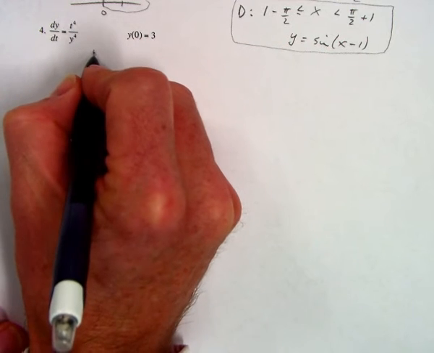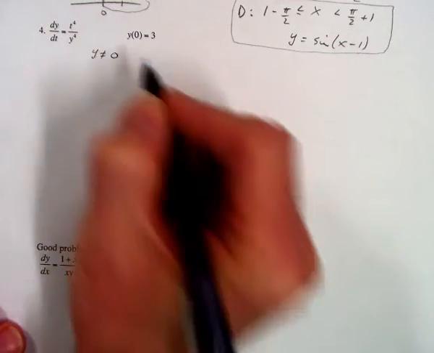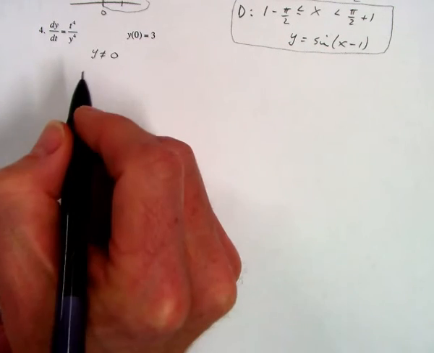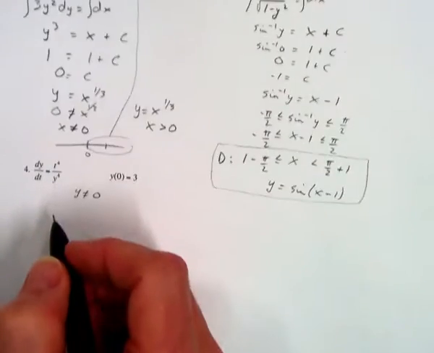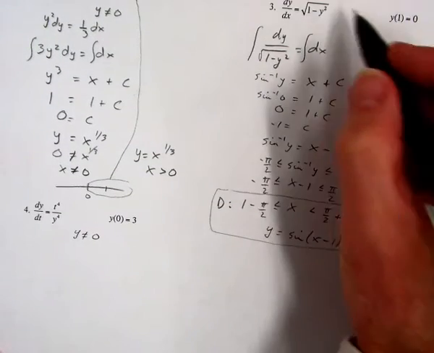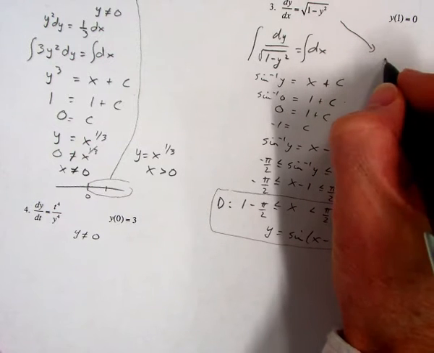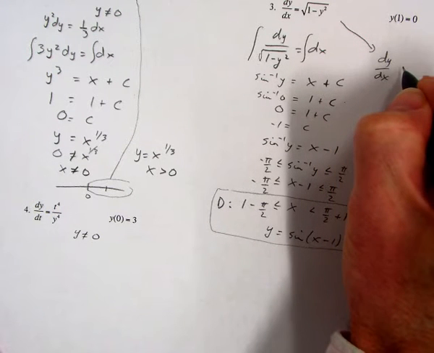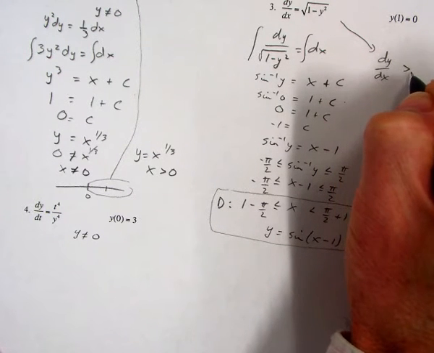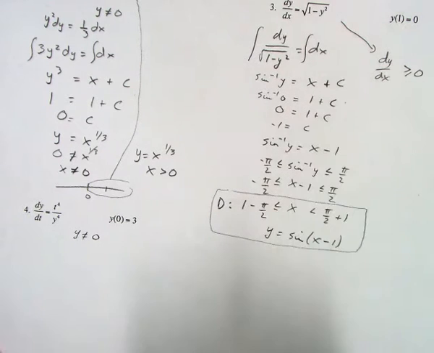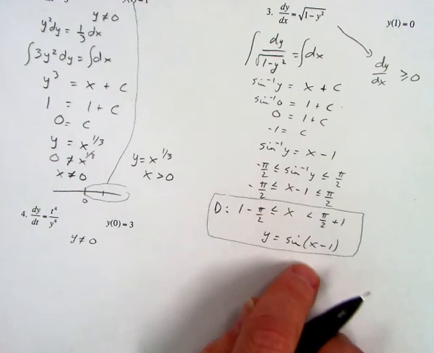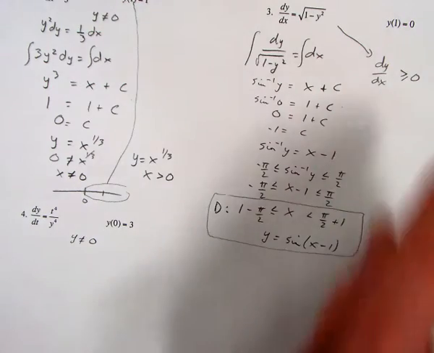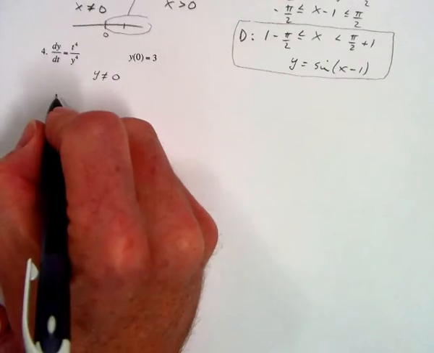We have again y cannot be 0, because then the function would not be differentiable. One thing to note, I could point out over here, is when we look at this, dy/dx is always greater than or equal to 0. And so when we're finding our domain of the function, it should be agreeing with that. All right, over here, let's separate the variables.